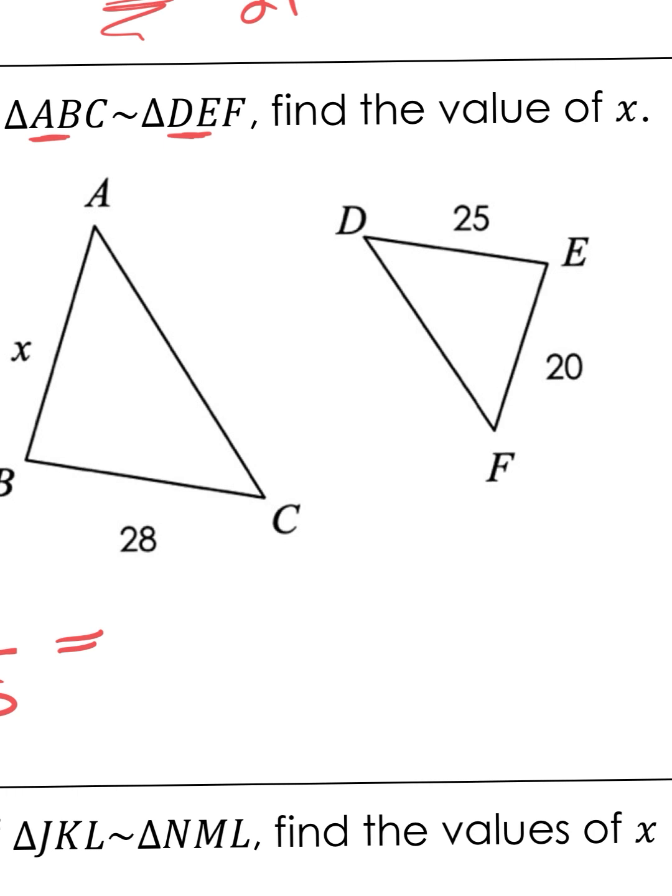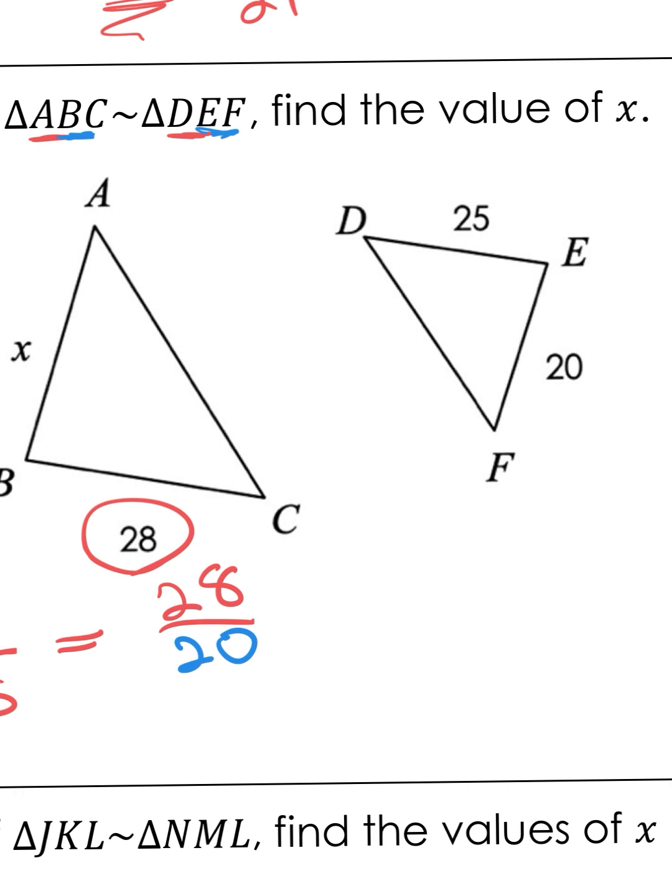So what I can do is go and pick another one of these sides. I'm going to take BC, 28. I'm going to put that on top, and then I'm going to go and find its corresponding side. So look up here. BC corresponds to EF. So EF is 20. So 28 to 20. I can set them equal because they're both equal to the scale factor. They are the scale factor.